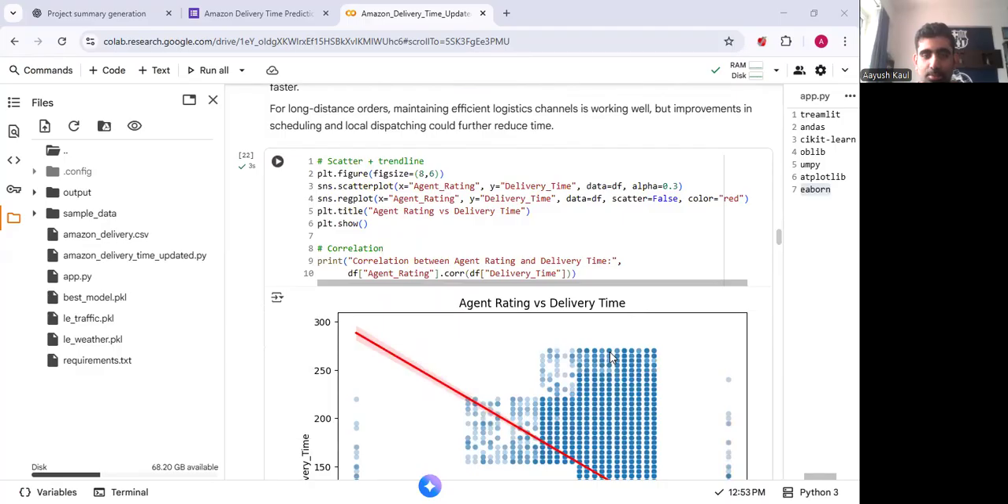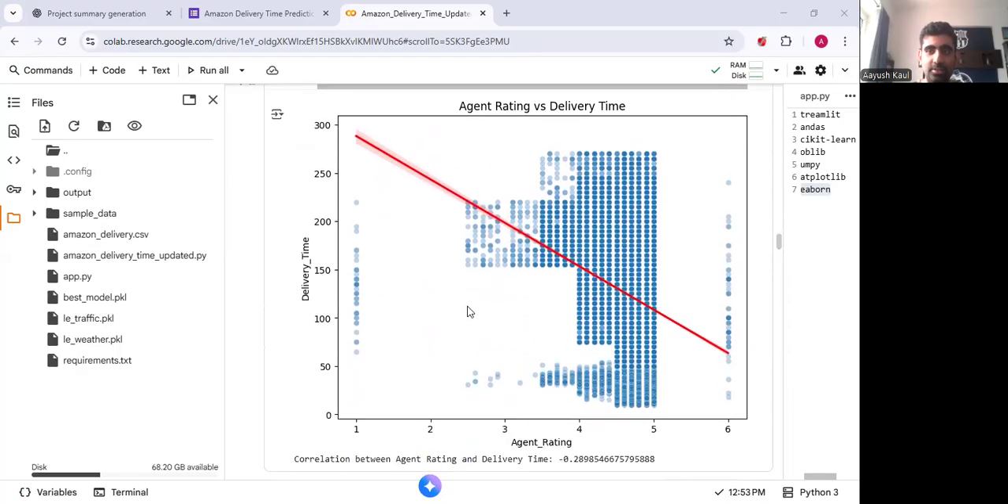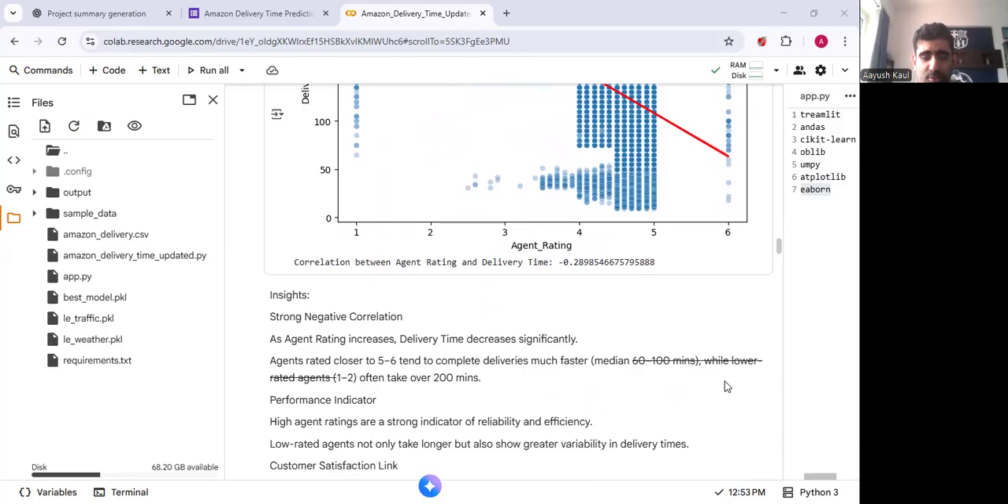Next, I made a scatter plot to find the correlation between agent rating and delivery time. Here, interestingly, we can see a strong negative correlation, which means as agent rating increases, delivery time decreases significantly. Agents rated closer to 5 to 6 tend to complete deliveries much faster, while lower rated agents often take over 200 minutes, which is not good.